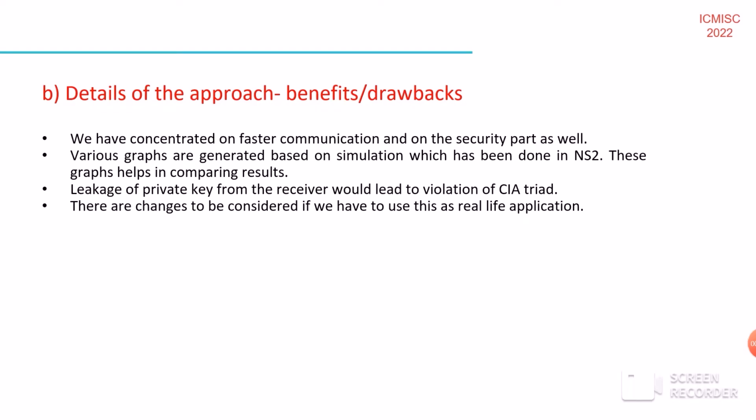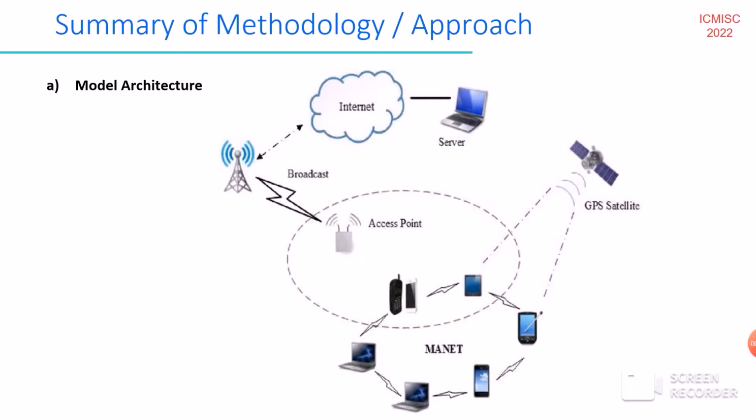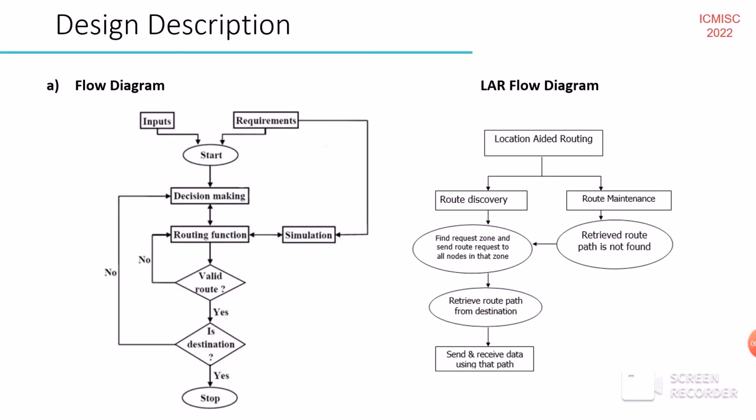These are the details of the approach, the benefits and the drawbacks. This is the model architecture of ad hoc networks. We use access points in the ad hoc network, and we use GPS, as LAR uses GPS to locate nodes to communicate. This is the flow diagram for finding the route from sender to the destination.